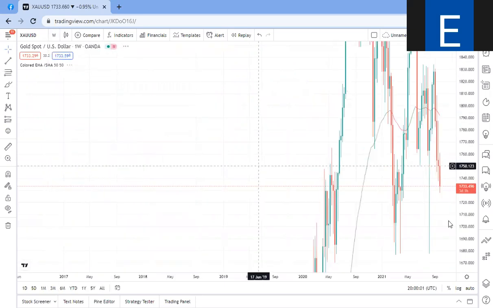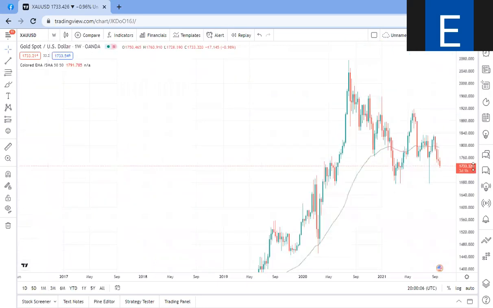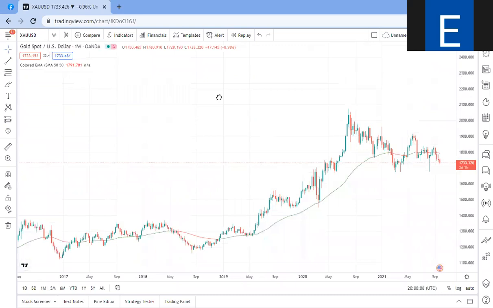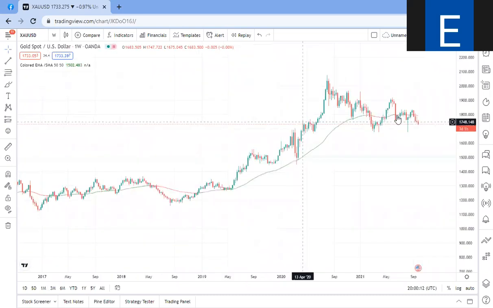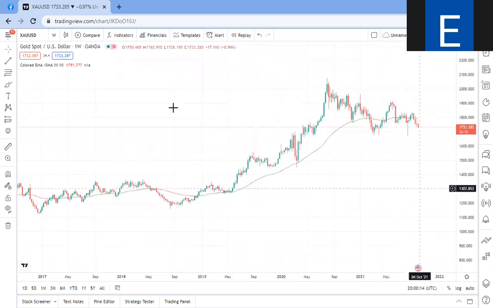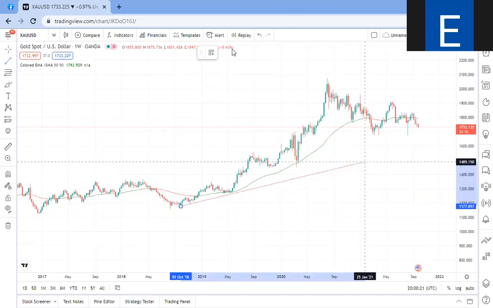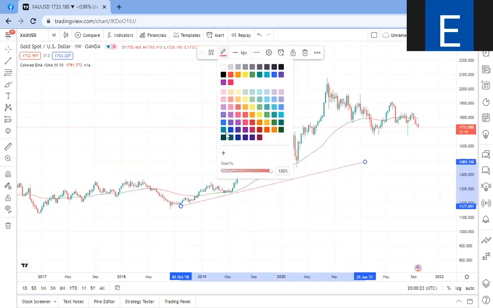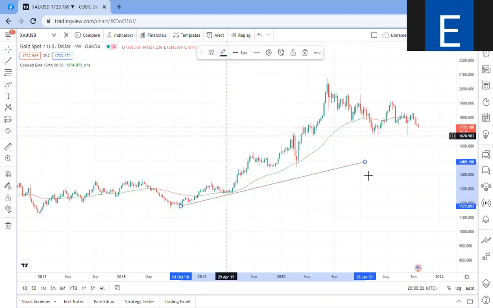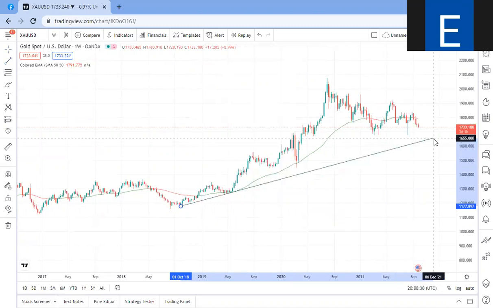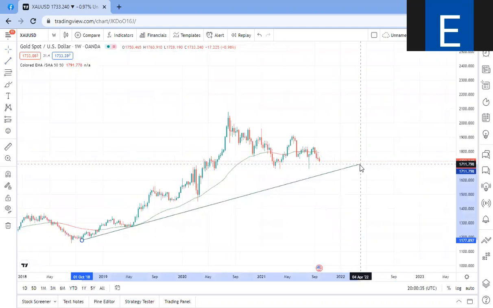Okay. So you'll see this is the weekly time frame. Overall, price seems to be in an uptrend. Let me take my trend line and let me change the color of this trend. Black. So currently, this is what I'm seeing on gold right now.